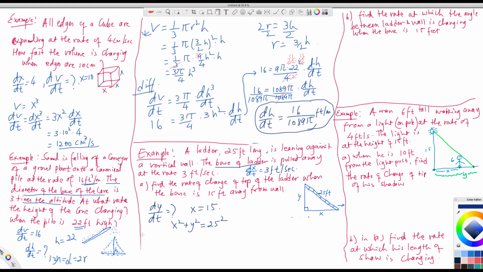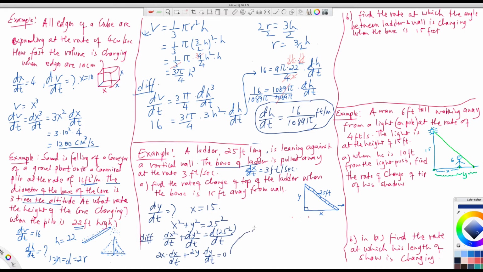Now we need to find the derivative. Let's differentiate, because the question is asking the rate of change. Okay, and dx over dt is given, dy over dt is what we want. So if you find the derivative of this, it will be d x squared over dt plus d y squared over dt equals d 25 squared over dt. What is the derivative of x squared? It is 2x times dx over dt, right? Plus 2y times dy over dt equals 0, because the derivative of a constant is 0.